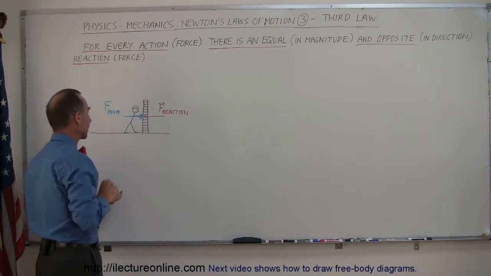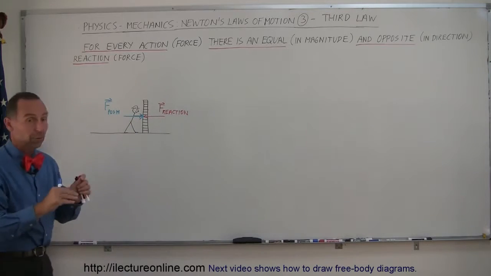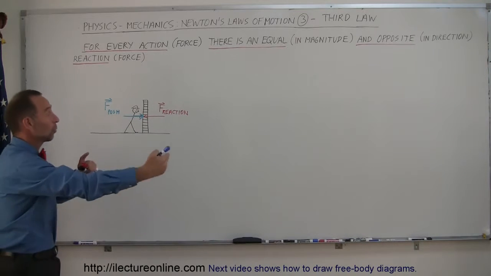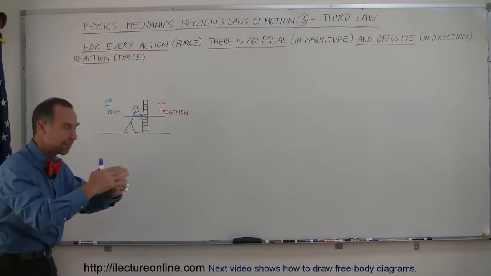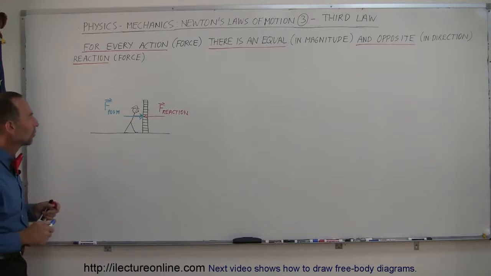And let me put a little line on top of the force here, because after all, it's a vector quantity. So if the person pushes now with a force of 40 pounds, the wall pushes back with a force of 40 pounds. 50 pounds, the wall pushes back. So it's always equal and opposite, equal in magnitude, opposite in direction.